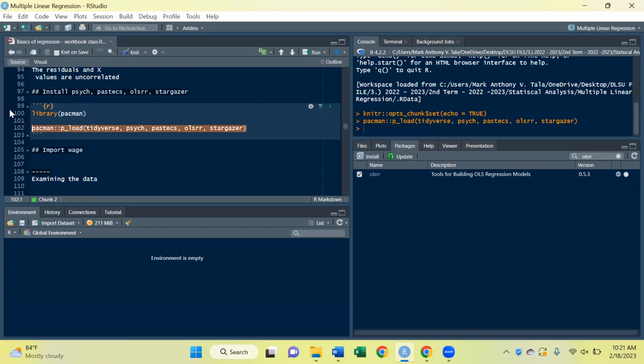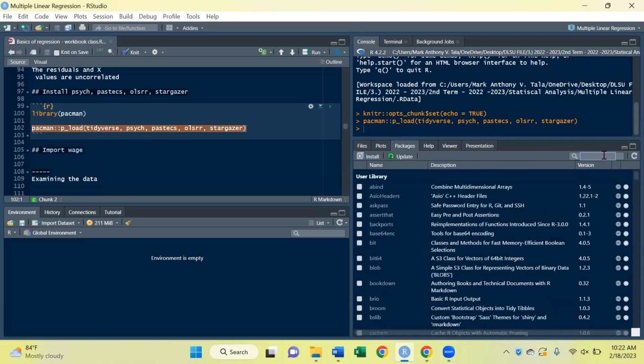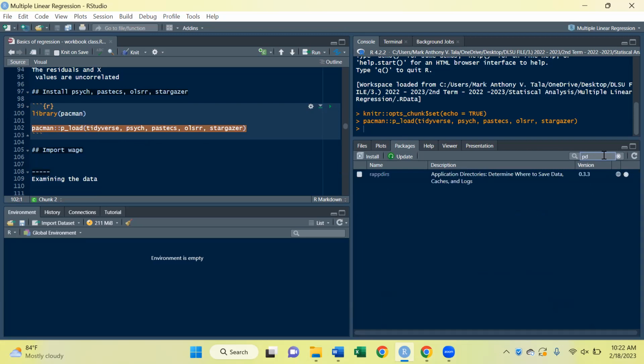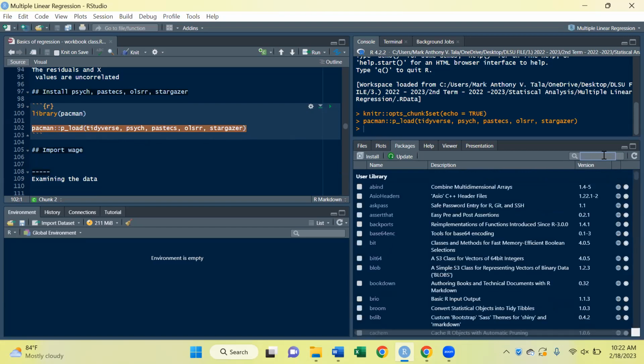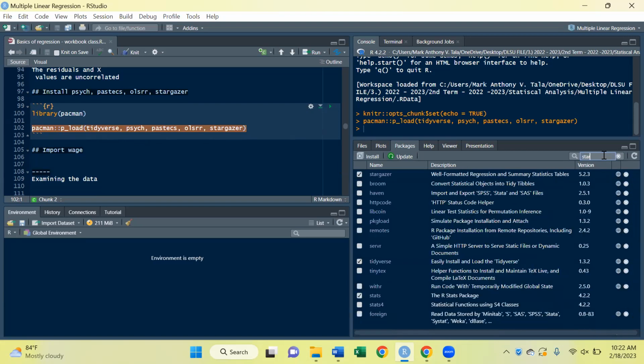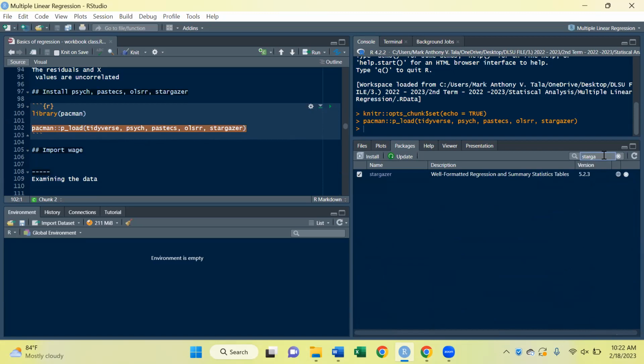Kasi itong payload na to, it will both install at saka yung load, yung package. Tingnan mo nga, Mark, si Psych. Si Psych po, sir. Oo, tingnan natin si Psych. Ayan, no? Naka-load na siya. Stargazer. Sige, Stargazer. Yan, okay na. Okay na din, sir. Good. All right, thank you, sir. Thank you for those questions, class.